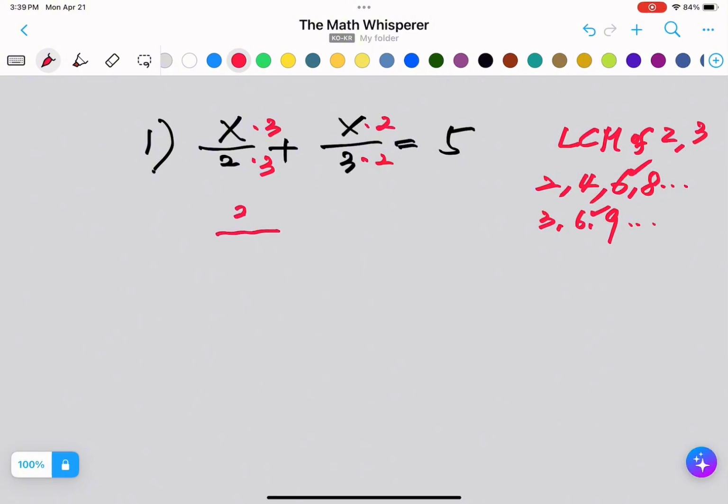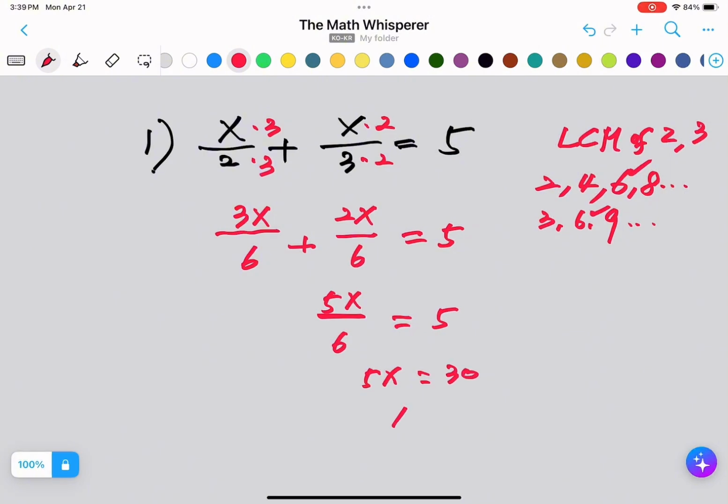So we're going to rewrite 3x over 6 plus 2x over 6 equals 5. Now we just add the numerators since we have the same denominator. So 5x over 6 equals 5. You cross multiply. 5 is 5 over 1. So 5x equals 5 times 6. So 30 divided by 5 is 6.